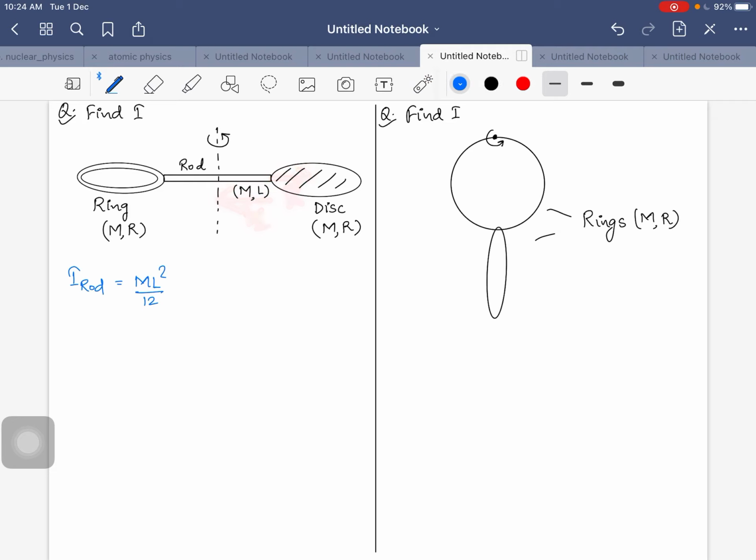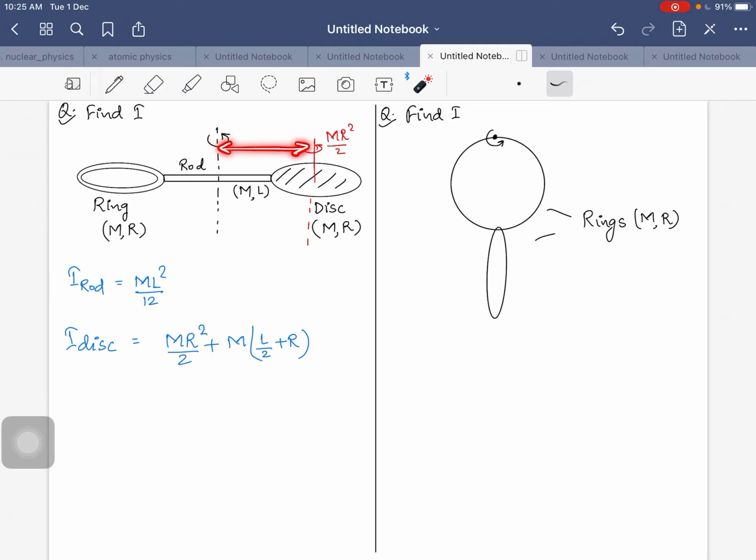So I am going to apply the parallel axis theorem. So I of the disc, what can I write? I = mr² by 2 plus m into the distance, that is (L/2 + r) whole square. Clear? Because about this axis the disc will have mr² by 2, plus m into this distance whole square, because we are applying the parallel axis theorem between this and this. So I think it is clear.